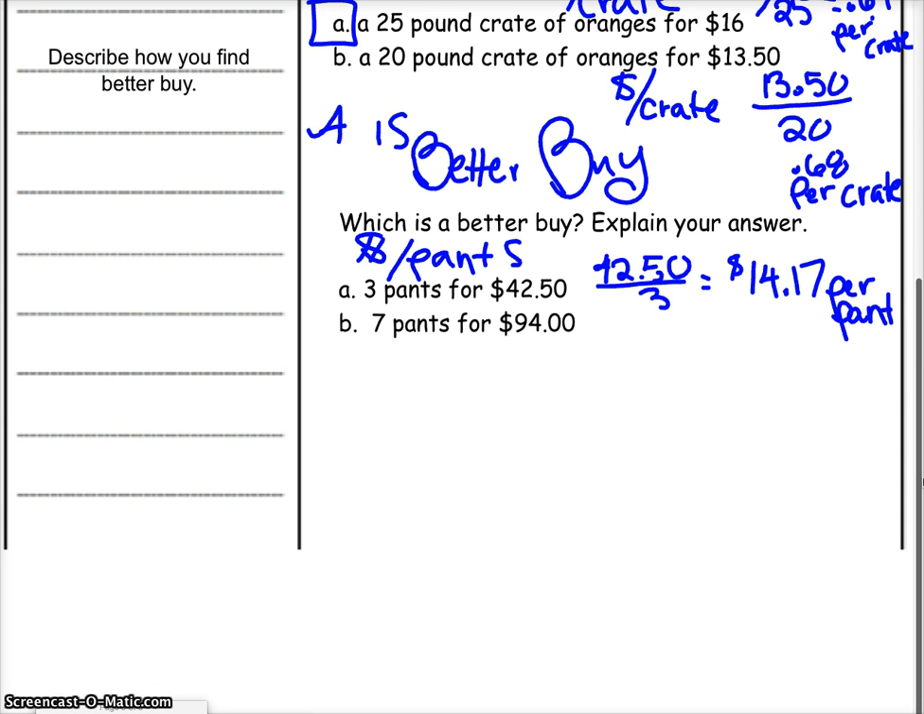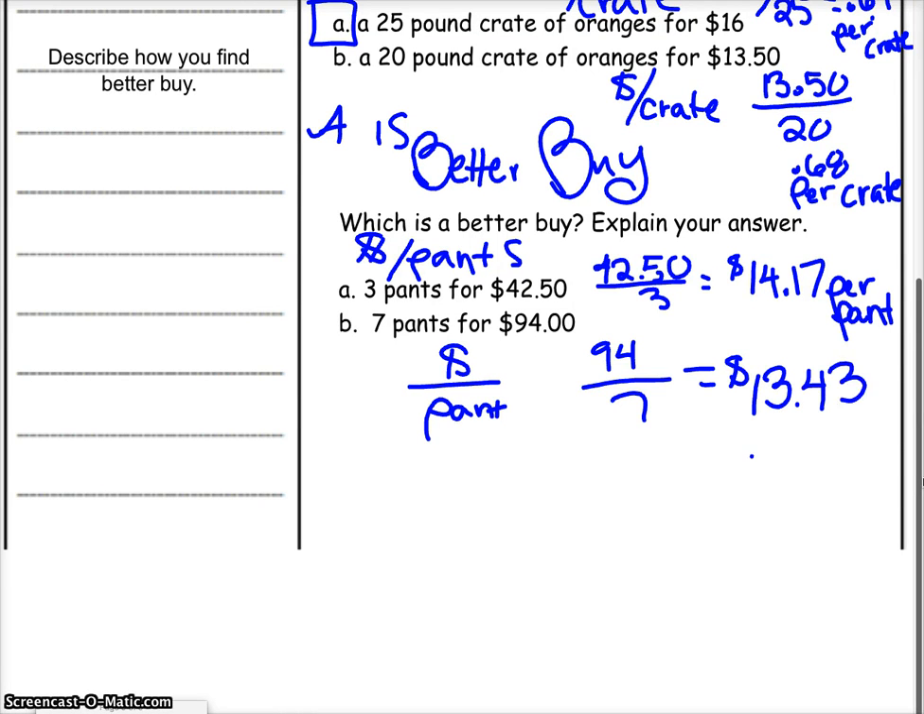All right. 7 pairs of pants for $94. So I want to know how much money per pant. So $94 over 7 pairs is $13.43. If you write 42, you would not be right because you're not rounding right. $13.43 per pant. What's the better buy? B. And now it looks to us that the more you buy, the cheaper it will be.